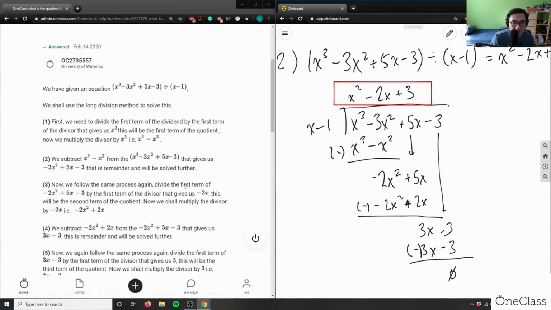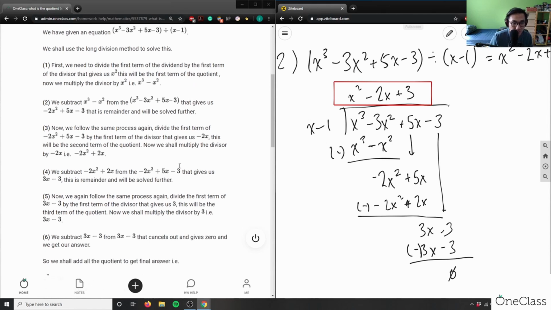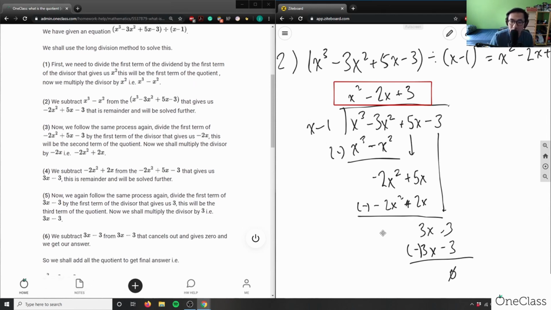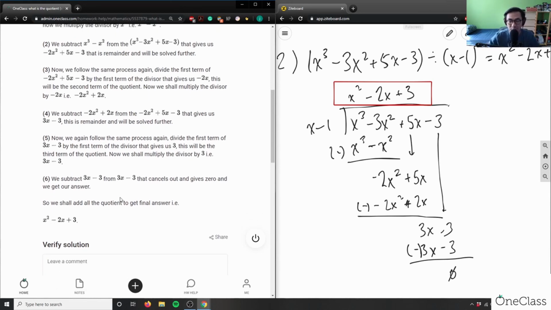Then you get negative 2x, good. This will be the second term. Then we multiply the divisor by negative 2x. You get negative 2x squared plus 2x, that's right here. You subtract those two and get 3x minus 3, awesome. Now we follow the process again, and you get a 3, which is shown here above. You get 3x minus 3, which gives us 0, which means our answer is x squared minus 2x plus 3.